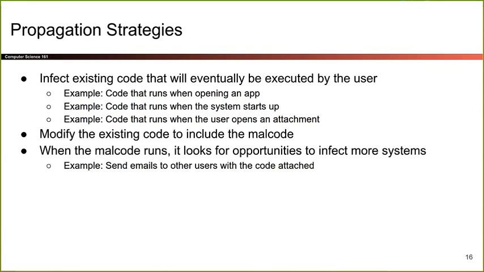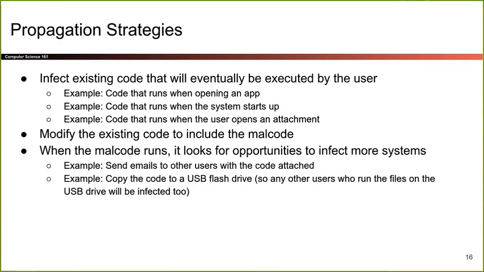So ways I can infect other targets are maybe I'll send the same spam email to other people with the code attached, or I'll copy the code to a USB flash drive. So now the flash drive is infected. And if the flash drive is used to transfer files between computers, anybody else who plugs in that flash drive and runs a file now gets infected too. So you want to find little avenues or opportunities to inject this code in other places and spread.